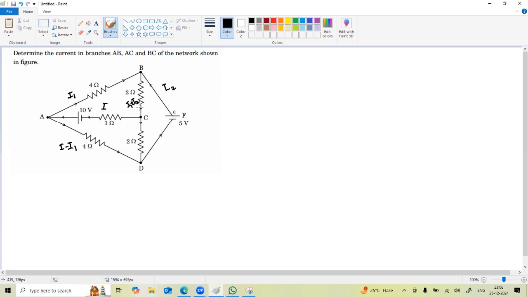And from that current at C, I will go left. The remaining current will be I1 plus I2 minus I. The current through CD will be I1 plus I2 entering C. From that, I will go to CA. The remaining will come to CD. At D, I1 plus I2 minus I joins with I minus I1. So minus I1 gets cancelled with I1, and I2 is left.